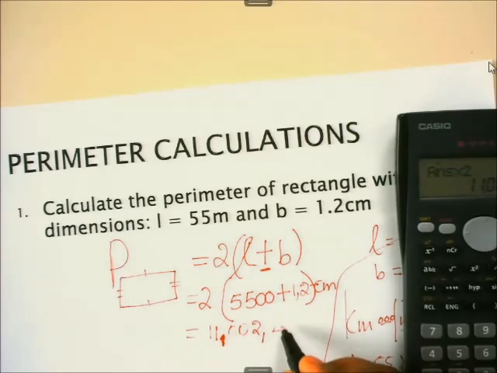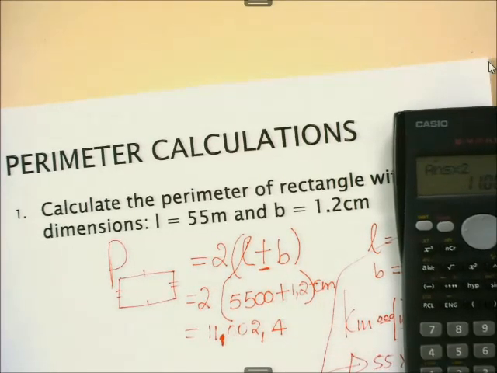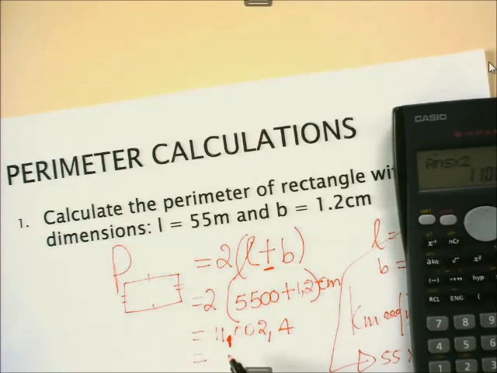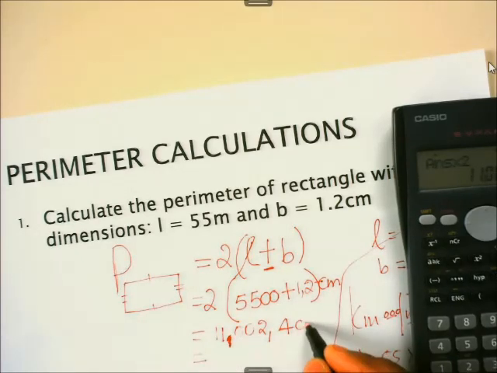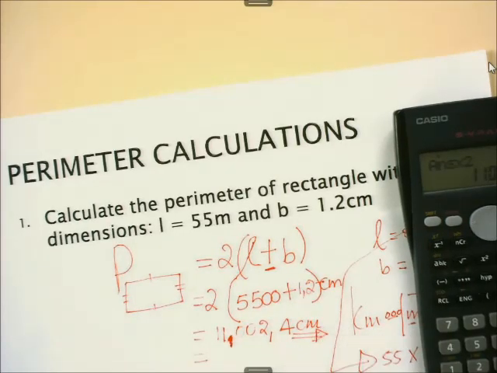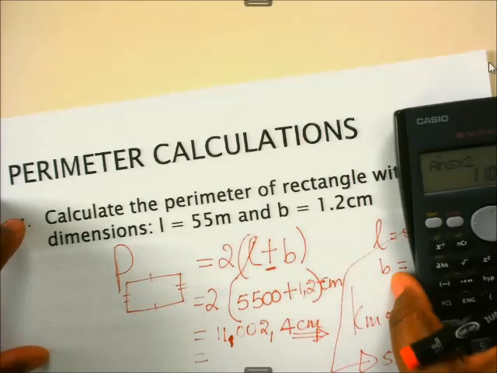Then according to instructions, you must remember that we round our answers to 2 decimal places, of which in this case, we can't round to 2 decimal places because our final answer has only one number after the comma. So our final answer becomes 11,002,4 centimeters. Remember, perimeter is measured in single units. Thank you very much, guys, for this one.